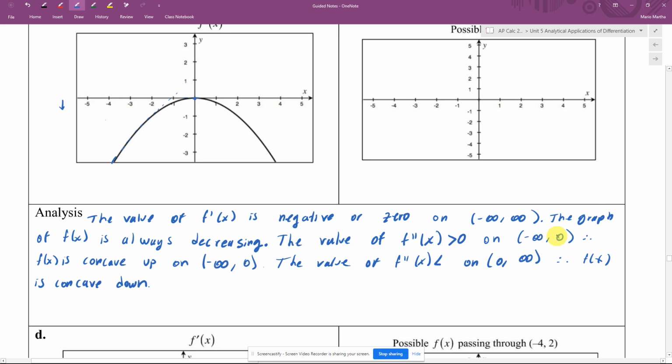So from there, that means that at 0, it's going to change concavity. So we're going to be concave up from negative infinity to 0. So it would be decreasing, decreasing, right? It's always negative. And then it reaches 0, changes concavity, and then it starts to be concave down on the interval after 0. So that would be the possible graph for f of x.